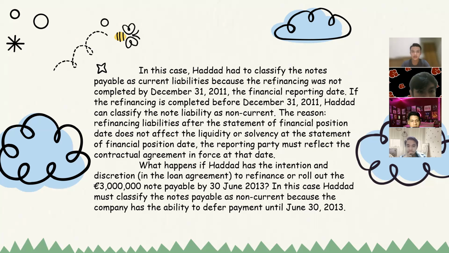The reason is that refinancing liabilities after the statement of financial position date does not affect the liquidity or solvency at the statement of financial position date. The reporting party must reflect the contractual agreement in force at the date. What happens if Haddad has the intention and discretion in the loan agreement to refinance or roll over the 3 million euro note payable by 30 June 2013? In this case, Haddad must classify the notes payable as non-current because the company has the ability to defer payment until June 30, 2013.